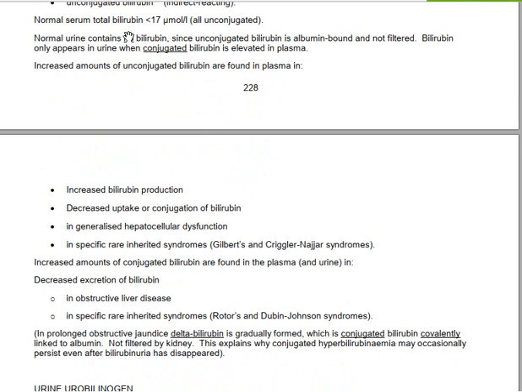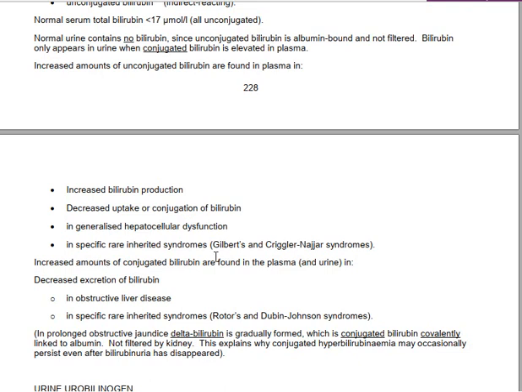Now, increased amounts of unconjugated bilirubin are found in the plasma. When you have increased unconjugated bilirubin, it's mostly due to pre-hepatic causes. So you are going to have increased bilirubin production, that is hemolysis from the spleen or intravascular hemolysis and all that. You're going to have decreased uptake or conjugation. So decreased uptake or conjugation occurs in the case of hepatic diseases, and we have it in generalized hepatocellular dysfunction also. Basically, the hepatocellular dysfunction cannot reuptake the unconjugated bilirubin.